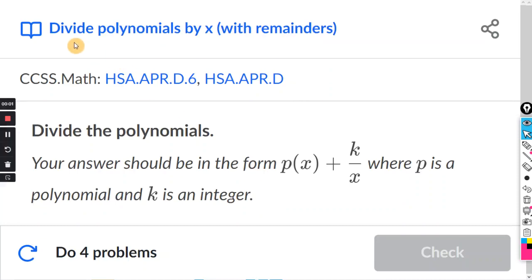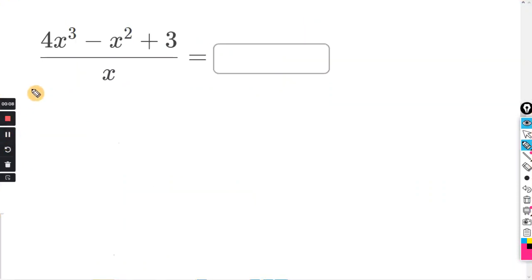This will be for the con exercise. Divide polynomials by x with remainders. Okay, so we're dividing this polynomial in the numerator by x.